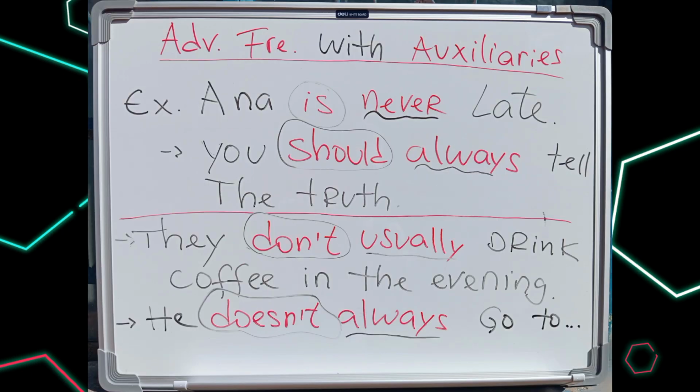Let's revise now. Let's read this again. Adverbs of frequency with auxiliaries. Examples. Anna is never late. You should always tell the truth. They don't usually drink coffee in the evening. He doesn't always go to the gym.